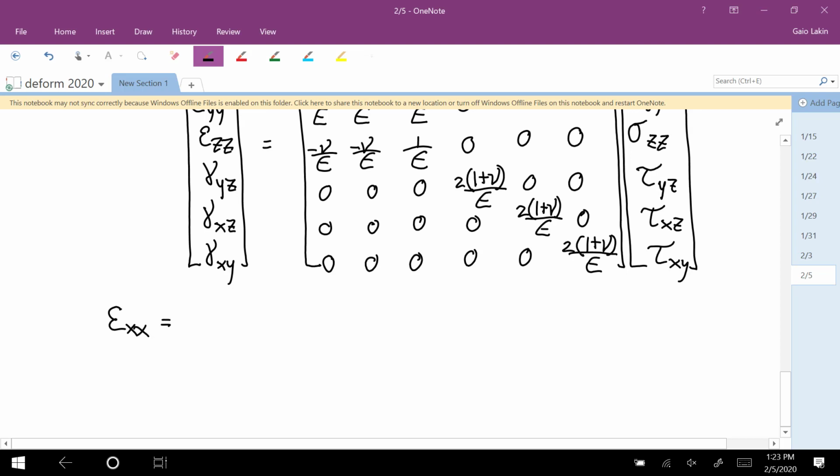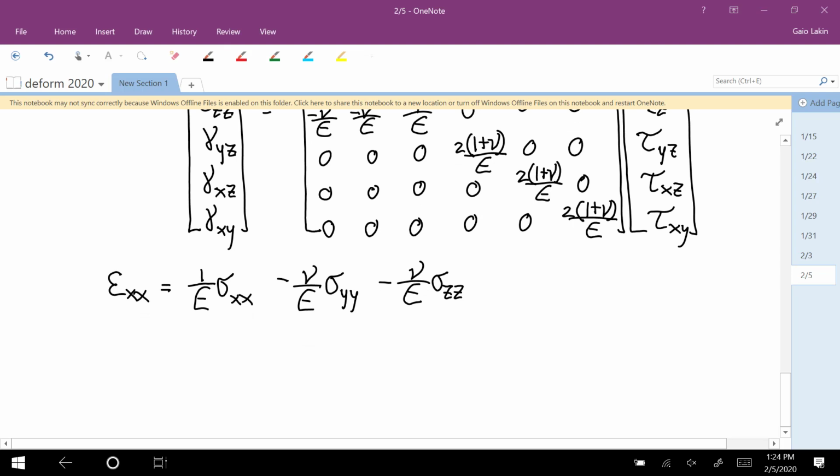So the XX strain is equal to 1 over E times sigma XX minus nu over E times sigma YY minus nu over E times sigma ZZ. And so the XX normal strain by itself depends on 3 normal stresses. Okay, and that's true for every one of these normal stresses. So finally, I'm at part D. It asks for the equation relating the YY normal strain to the other stresses.